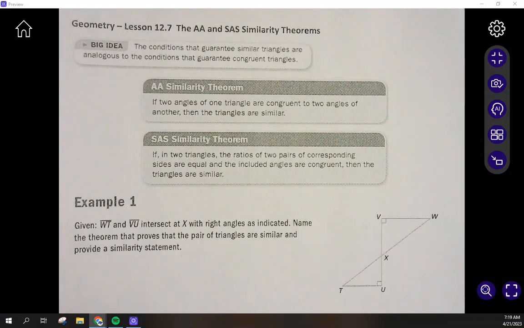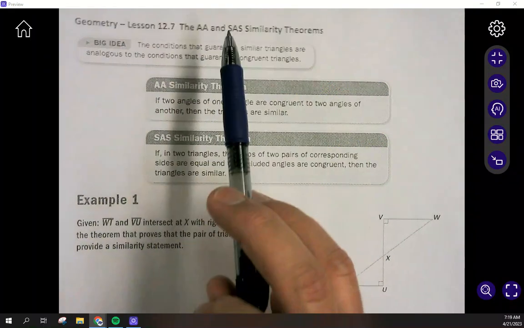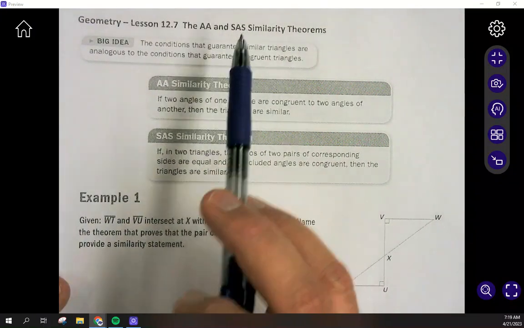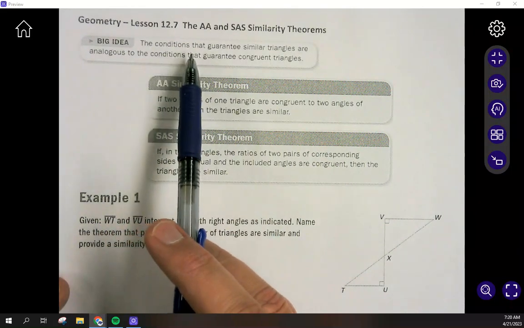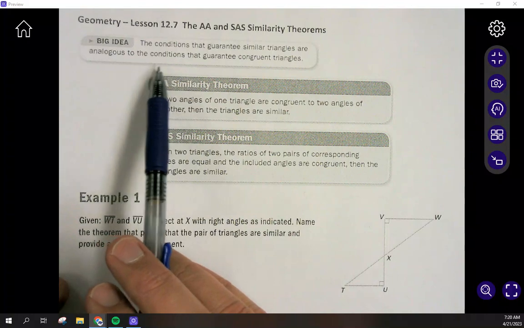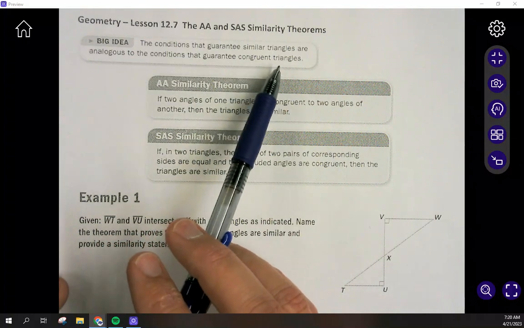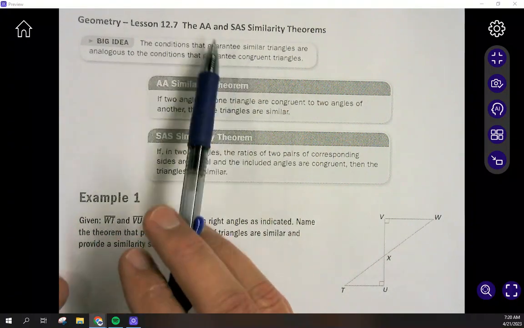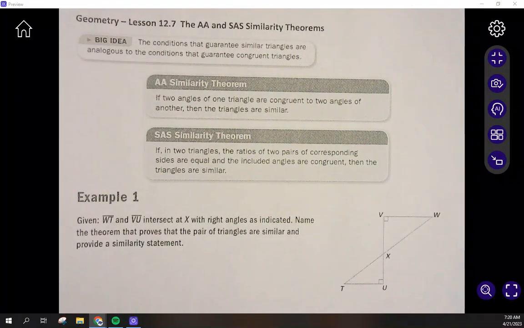But if we have three equal angles, and all you need is two to prove there's three, then you do have similar triangles, okay? And SAS will also work. So the big idea says the conditions that guarantee similar triangles are analogous to the conditions that guarantee congruent triangles. That just means the same, AA being the only difference there. So the basic understanding of these we've already studied.